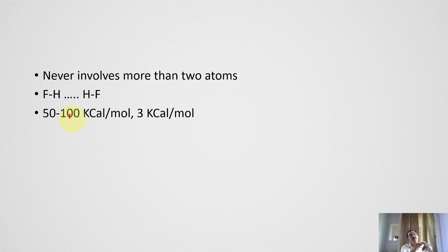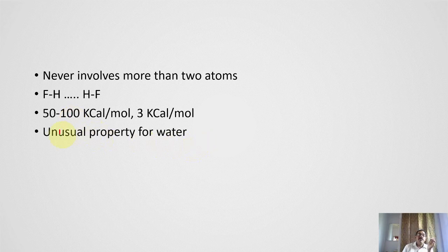So in case of a covalent bond, you have to give 50 to 100. It depends upon the molecule. But for a particular molecule, it will be constant. Like if you take hydrogen, it will be constant. For different molecules, it starts from 50 and may go up to 100 kilocalories per mole.